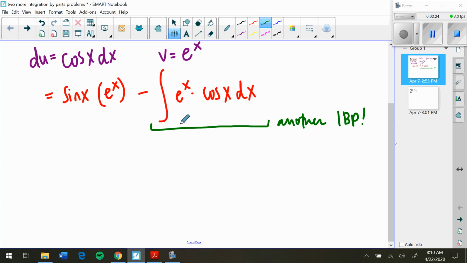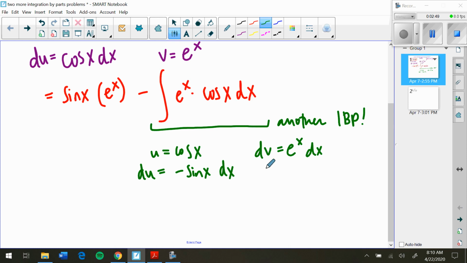All right, so just scroll for a moment. We look at this. Now I'm really just going to focus on this piece right here, and I'm going to do all my integration by parts again. So LIATE would tell me logs, nope. Inverse trig, nope. Algebraic, nope. That means my new u is going to be cosine of x, and my new dv is e to the x dx. The derivative of cosine is negative sine of x dx, and the antiderivative of e to the x is just e to the x.